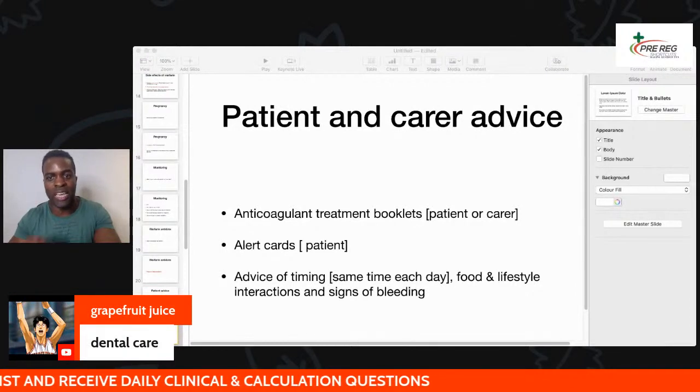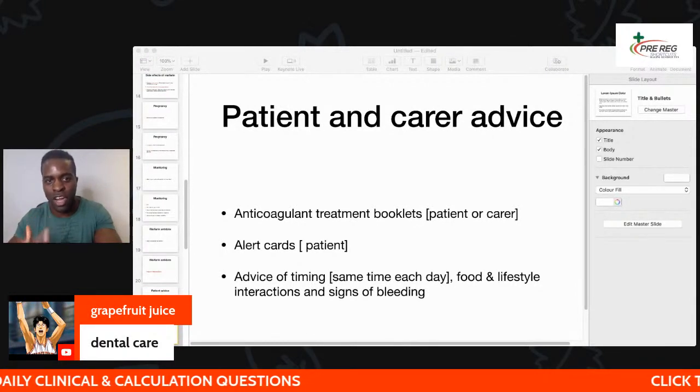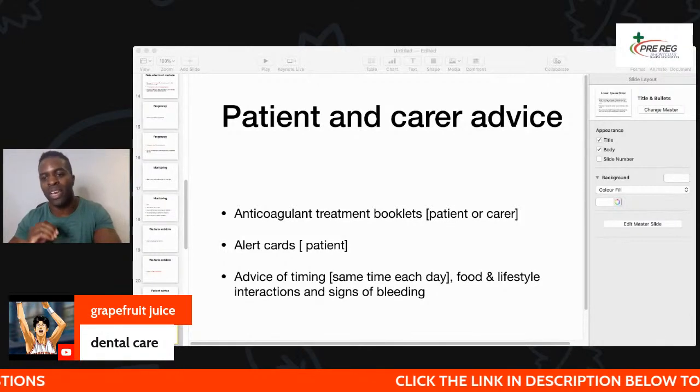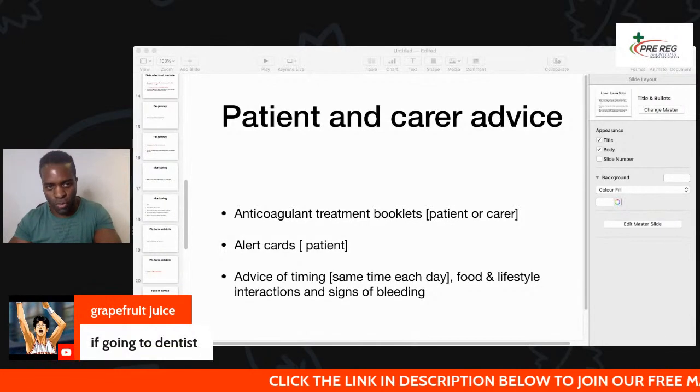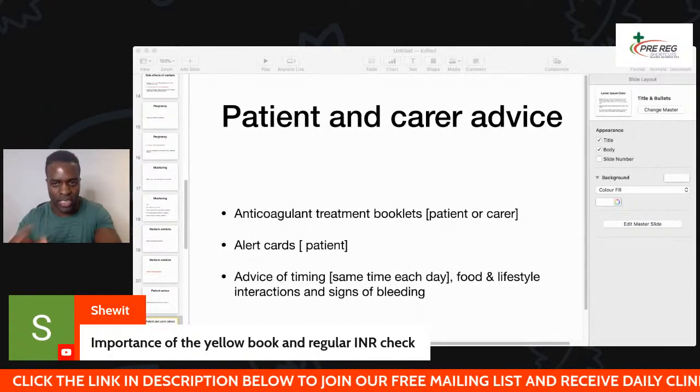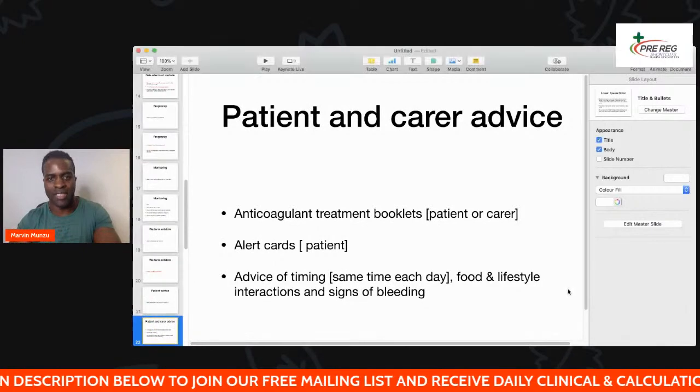That's fine. Exactly. So any procedure that we've done, that's why you need to have that card with you at all times and let them know, the dentist, anyone that's going to do anything where it involves bleeding, they need to know you're on warfarin. All right. Sherwood says importance of the yellow book and regular INR checks. Correct. All correct.